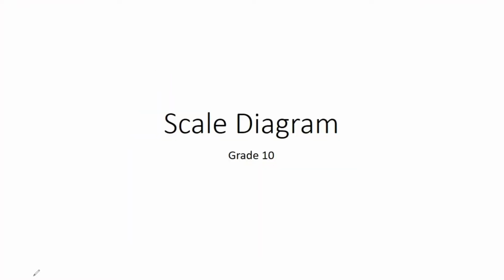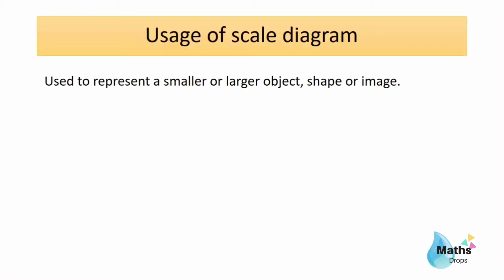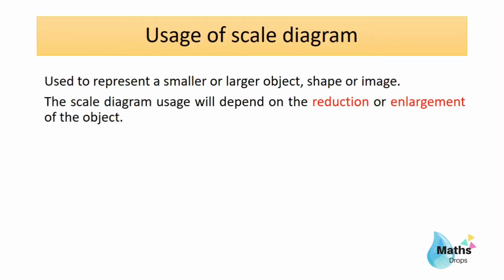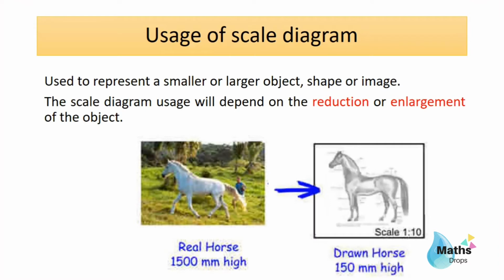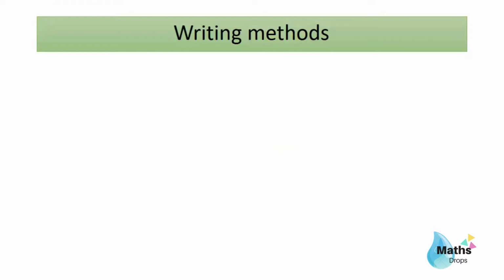Through this video, I will talk about scale diagrams for vertical plants. A scale diagram is used to represent a small or large object, a shape or an image. The scale used will depend on the reduction or enlargement of the object. Example: a real horse 1500 mm in height can be represented on a piece of paper at a scale of 1 to 10 as 150 mm in height.